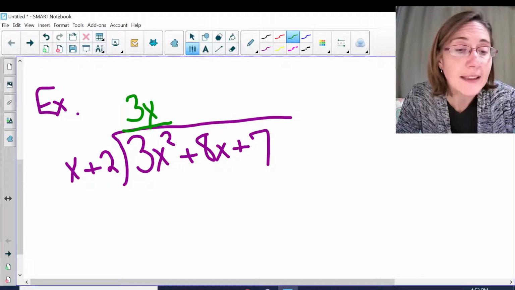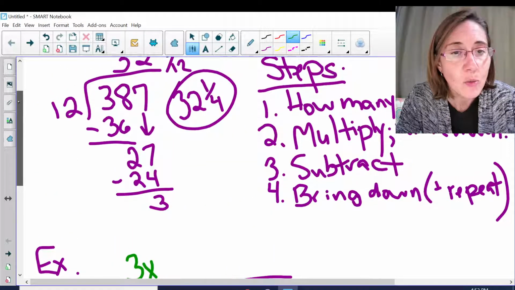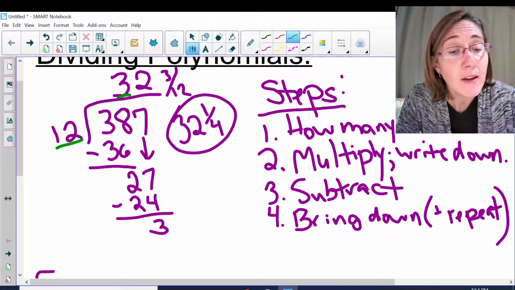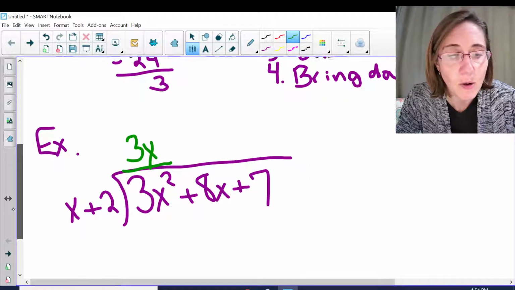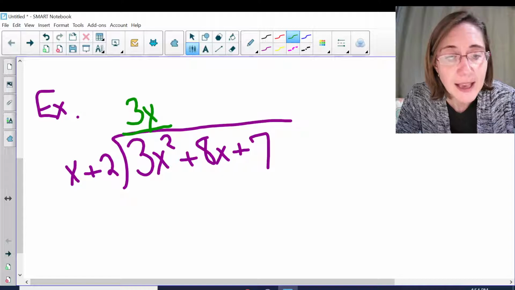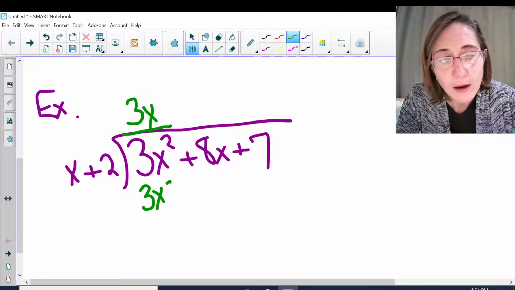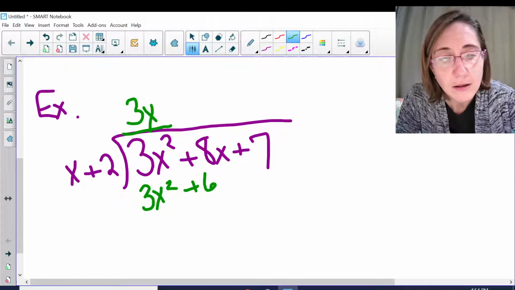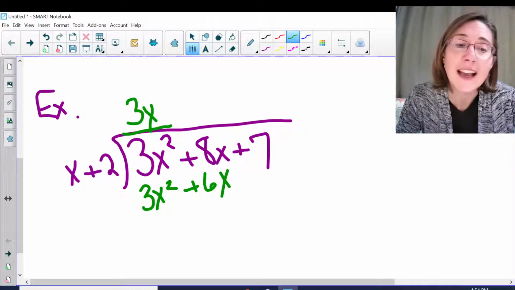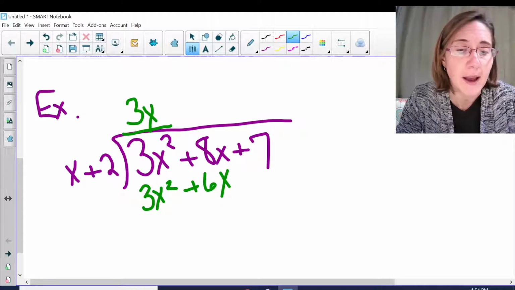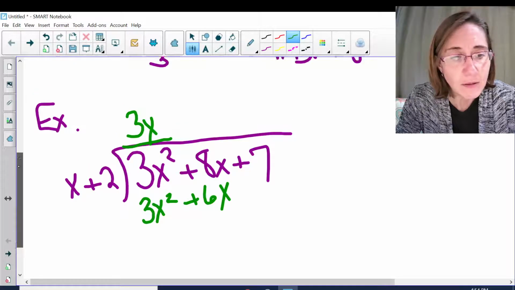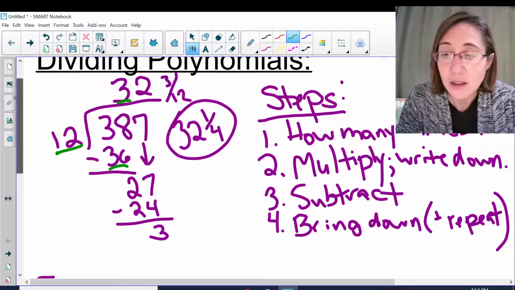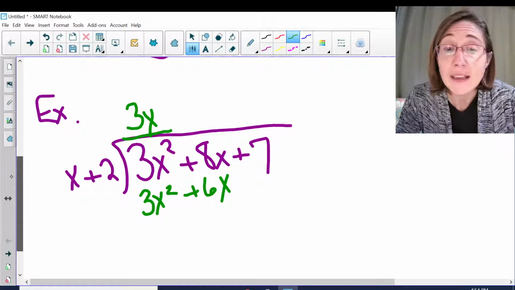So I'm going to take that 3x and I'm going to multiply it by this binomial out front, just like we did with the 3 and the 12 previously to get the 36. We're doing that same process now. So I'm going to take 3x times x and get 3x squared, and then the 3x times the 2 and get a 6x. So notice I have to take the 3x times that entire binomial that I'm dividing by. So we've written it down. Our next step is to subtract.